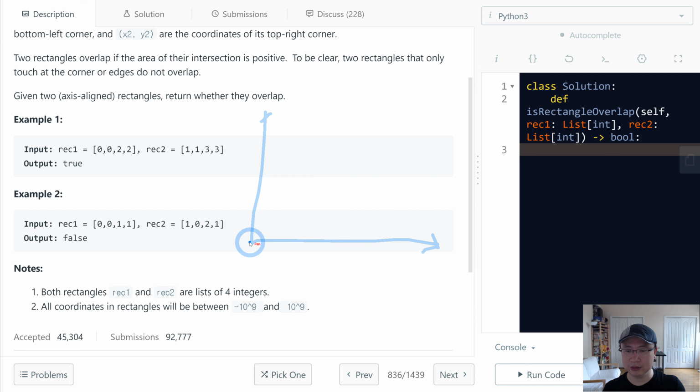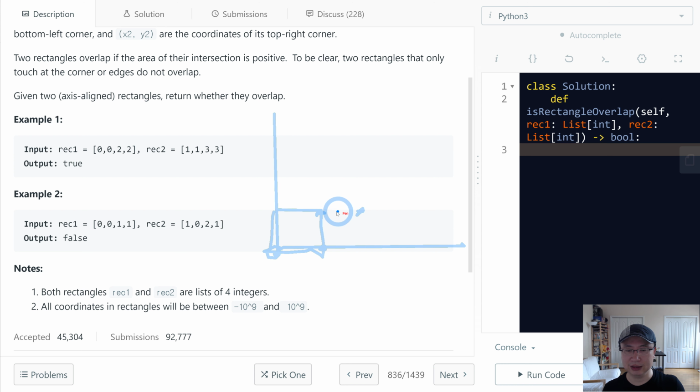start with (0, 0) and finish at (1, 1), and this one starts with (1, 0) to (2, 1). So this is rectangle 1, and this is rectangle 2. Even though they share the edge, this is not overlap, so return false.